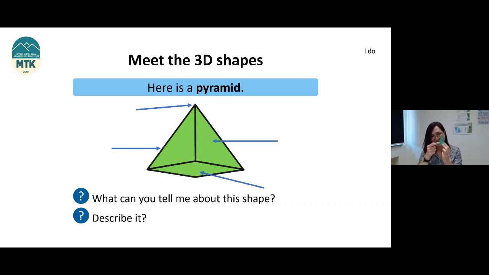It's the edge. Let's count the edges together. 1, 2, 3, 4, 5, 6, 7, 8. So the pyramid has 8 edges and 5 faces in total. So 1, 2, 3, 4 triangular faces and 1 square base. Let's take a look at the next shape.